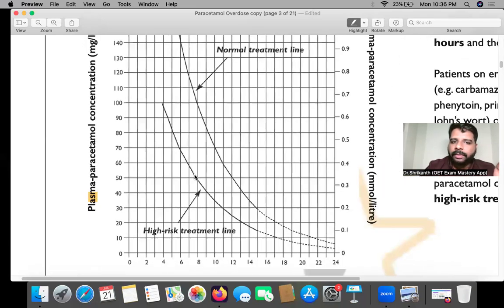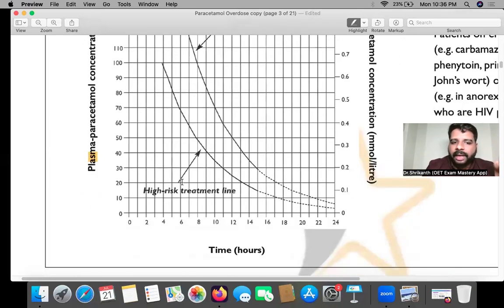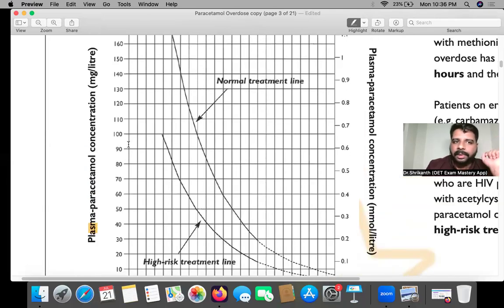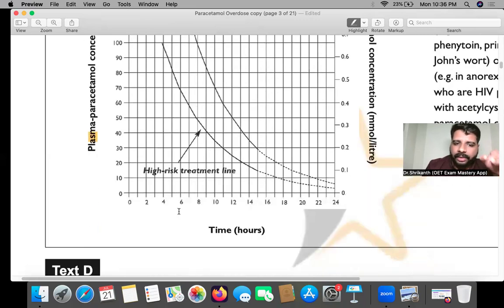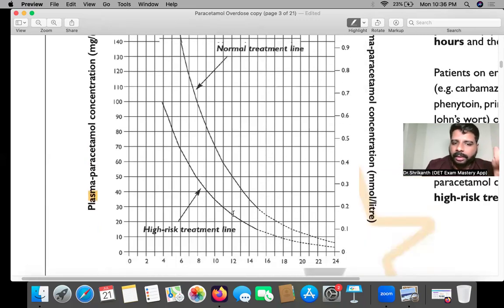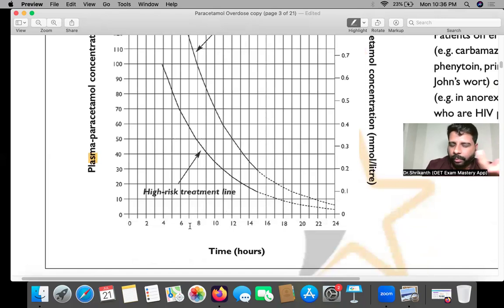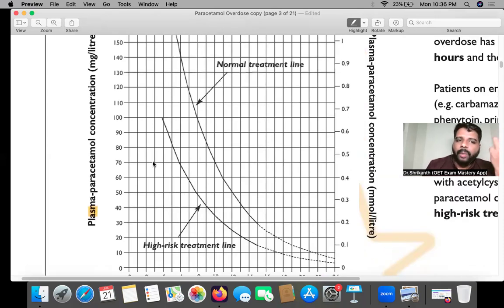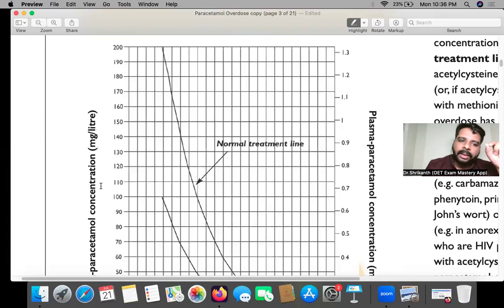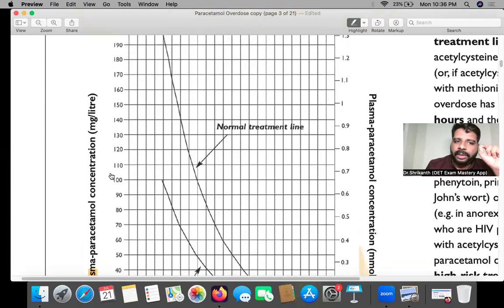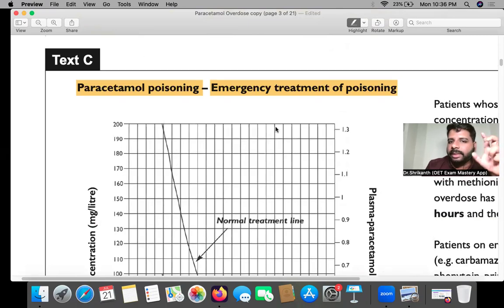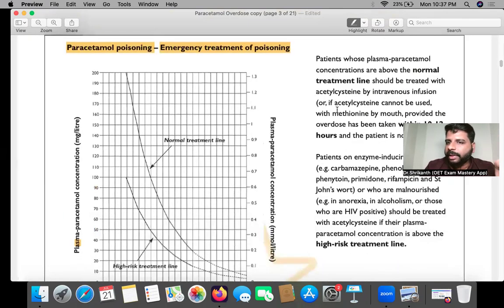Now you see over here, we have a graph. And what is the graph telling us? We are talking about specific levels. See, 40 mg per liter, 100 mg per liter. And we have the time on the x-axis, and on the y-axis they are talking about the blood plasma concentrations of paracetamol, and everything is under emergency treatment. So you have just confirmed the answer.